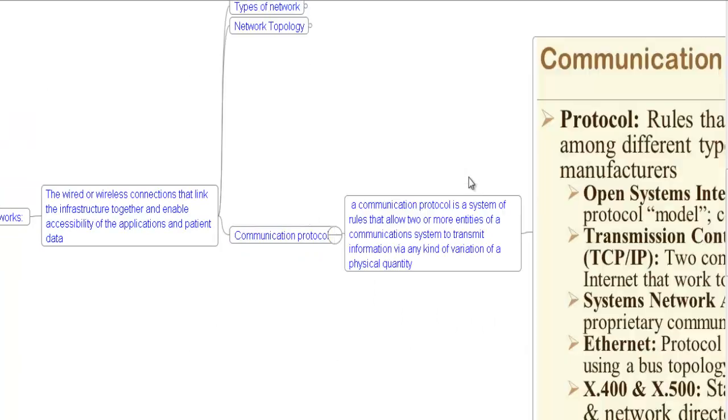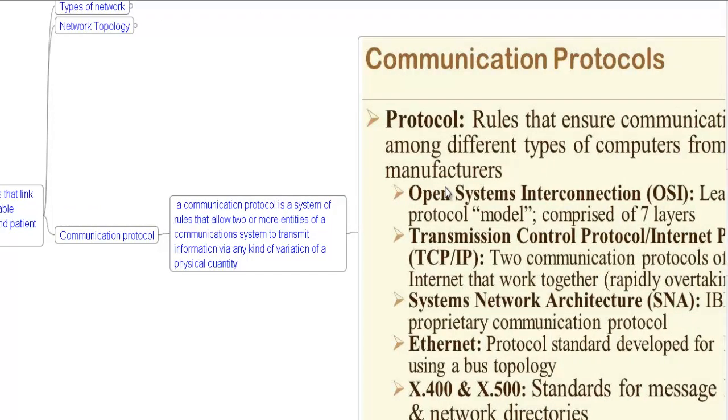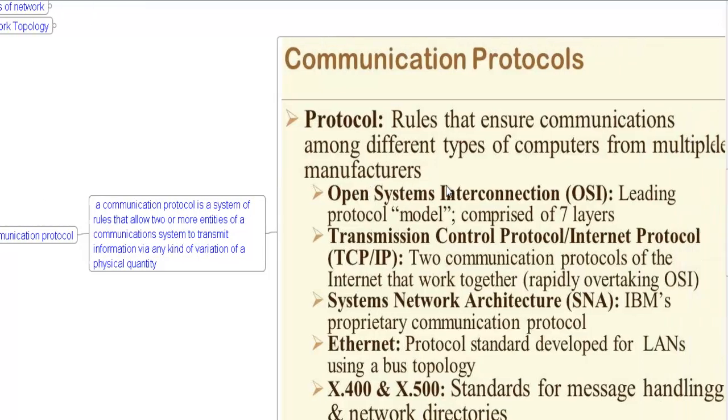Now we'll see the communication protocol. A communication protocol is a system of rules that allow two or more entities of a communication system to transmit information via any kind of variation of a physical quantity.